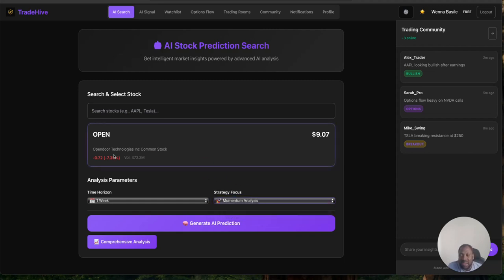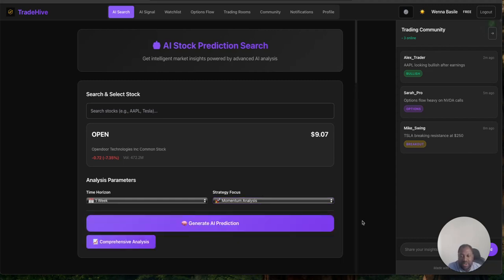Though this stock may not be a good optionable stock right now, if you look at the market, there's not a lot of options open for these stocks. But I'll come back to that and pick some stock that has great options strategies. So, after you select your time horizon and your strategy focus, then you click generate prediction.